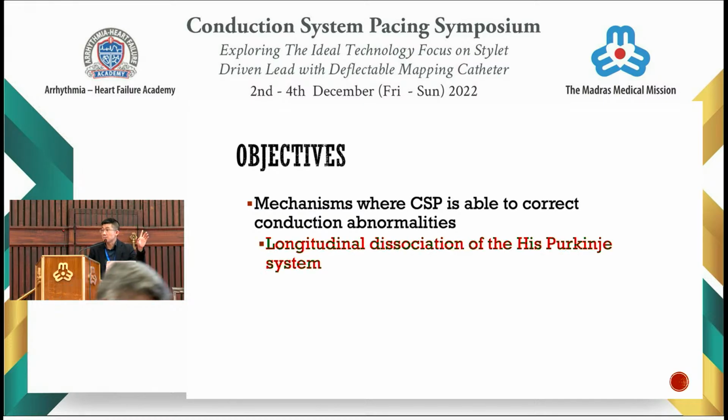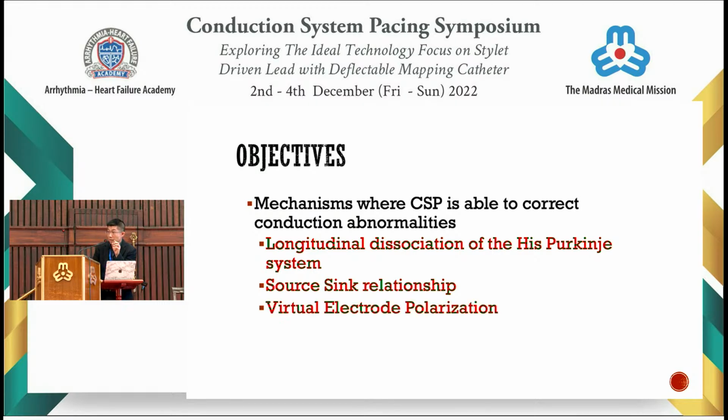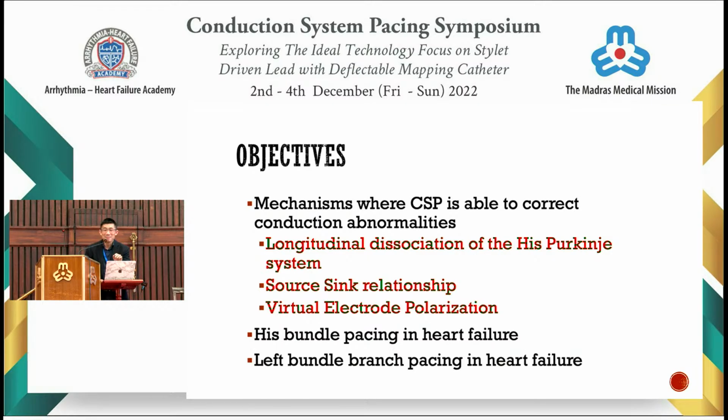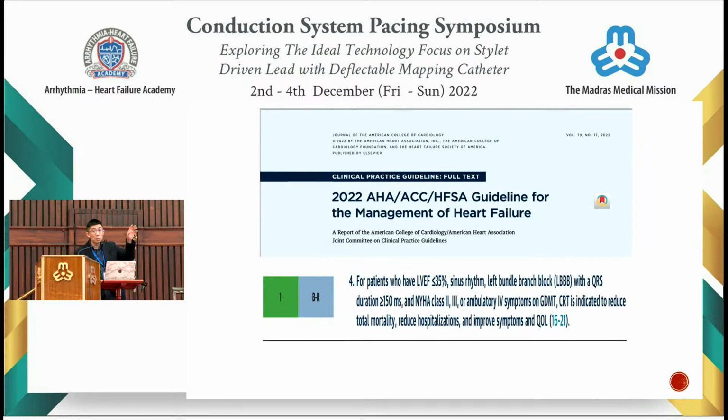Now, the earlier speaker has spoken to you about longitudinal dissociation, and we'll go through that in a little bit. He also spoke to you about source-sink relationship, as well as virtual electrode polarization. So we'll touch a little bit on that and how those mechanisms potentially can help us and where they won't help us, okay? We'll talk about His bundle in heart failure. Again, different speakers have gone through different studies, but we'll just touch a little bit on it, so you can fall asleep if you want to, that's okay. We'll talk about how left bundle branch pacing can also correct this conduction delay and how it's used in heart failure.